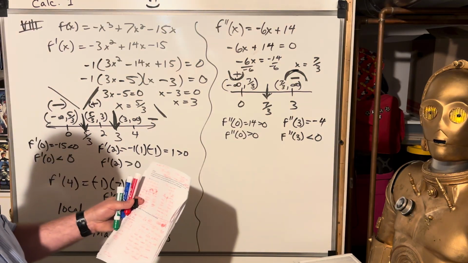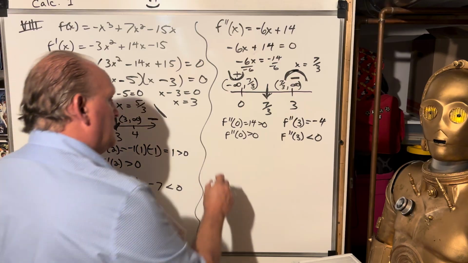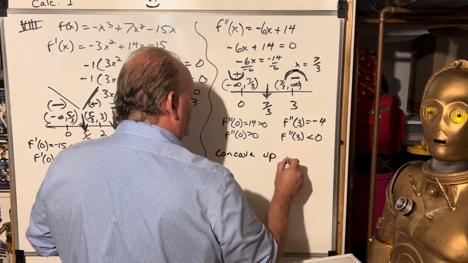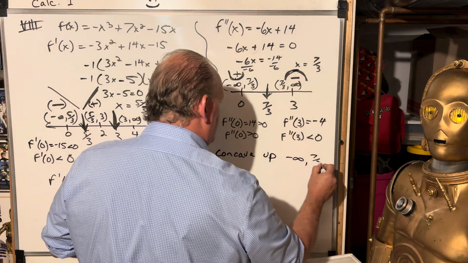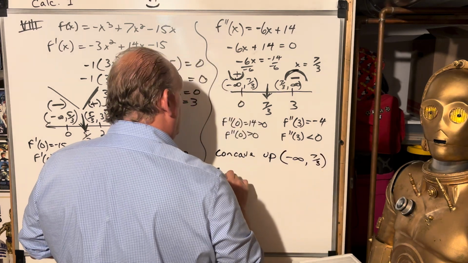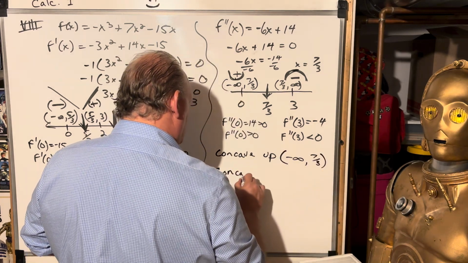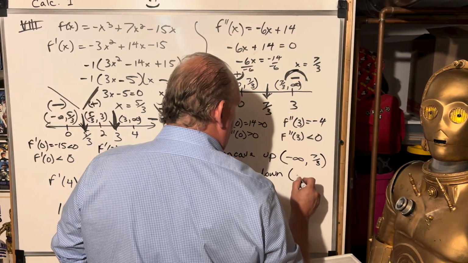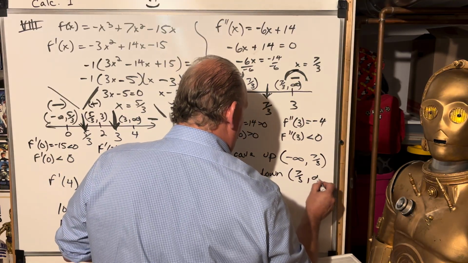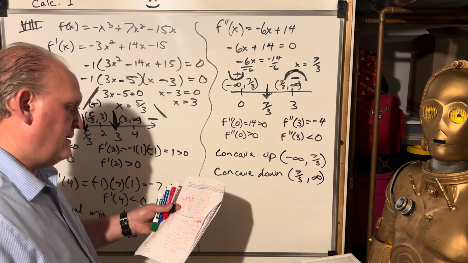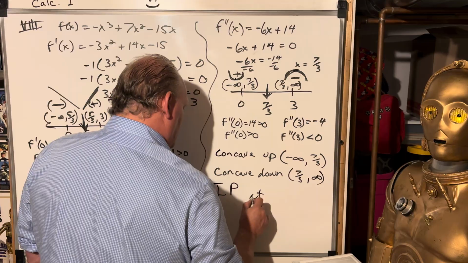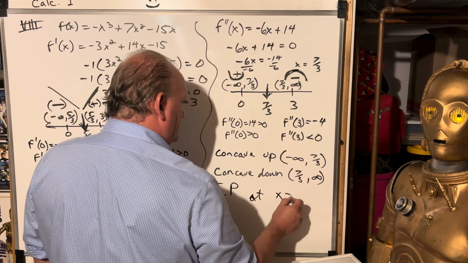All right. Okay, so what are we looking at? Concave up from negative infinity to 7/3. Concave down from 7/3 to positive infinity. And inflection point at x equals 7/3.